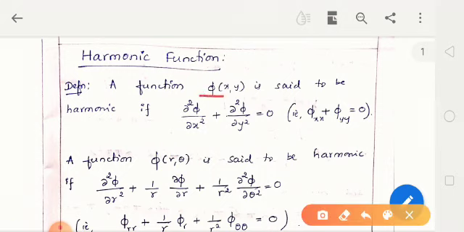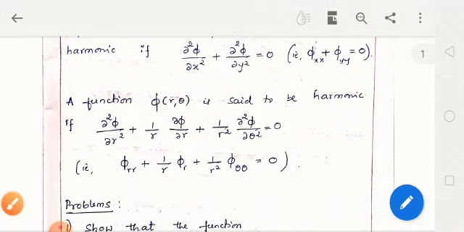A function phi in the Cartesian form is said to be harmonic if it satisfies the equation ∂²phi/∂x² plus ∂²phi/∂y² equal to 0.